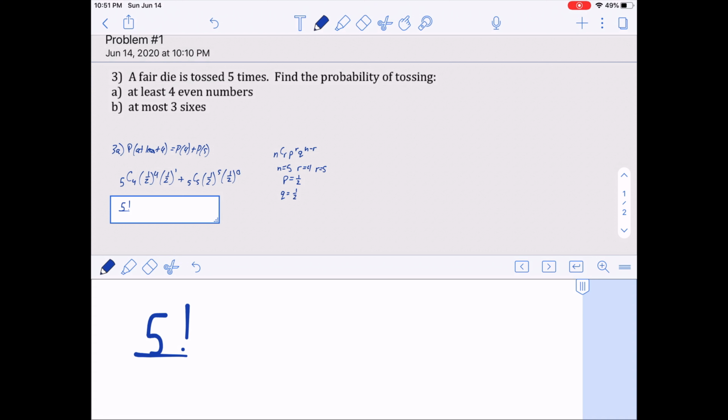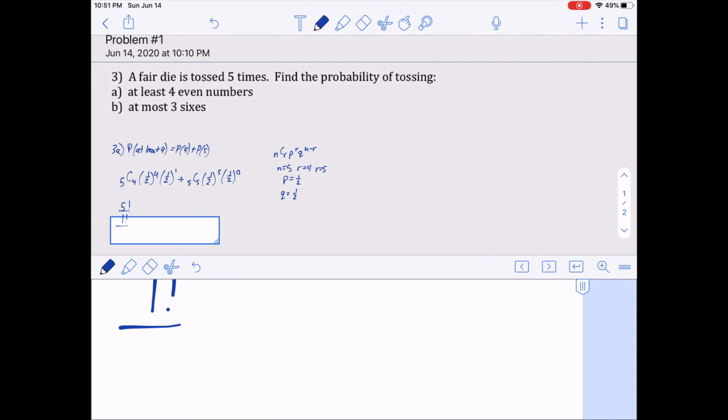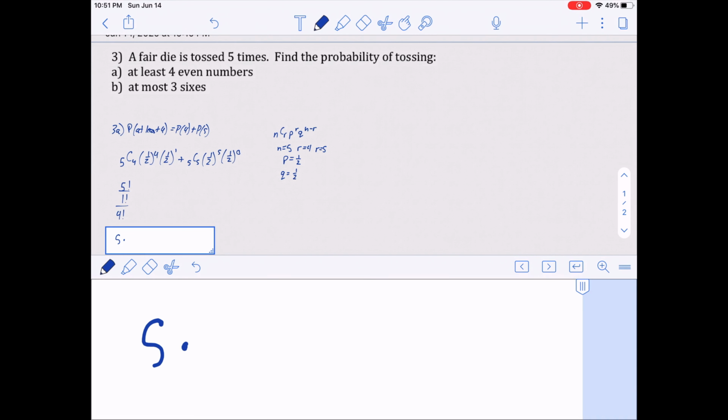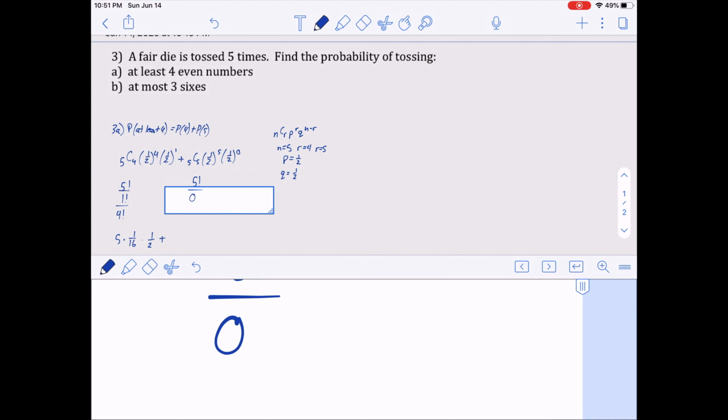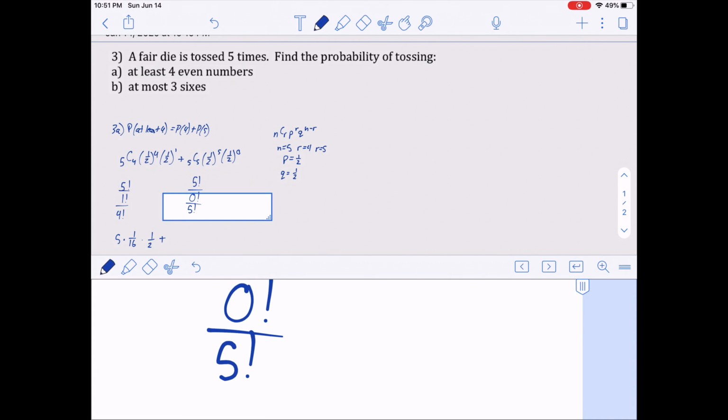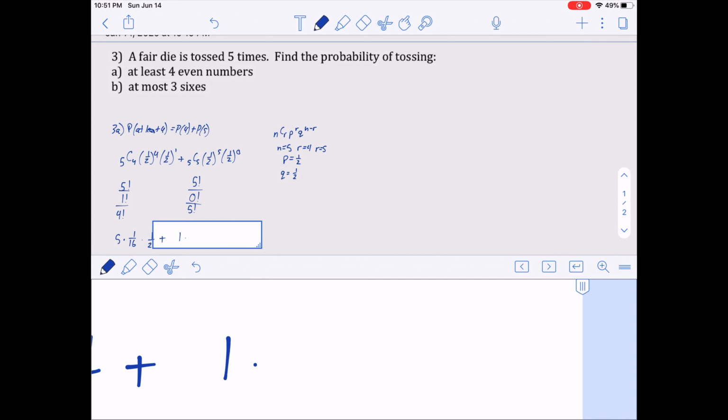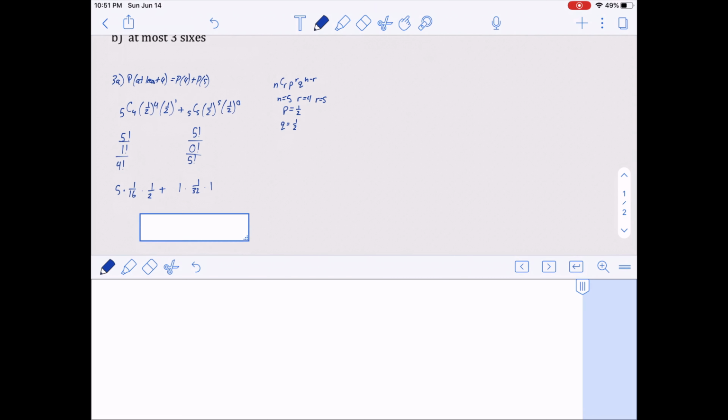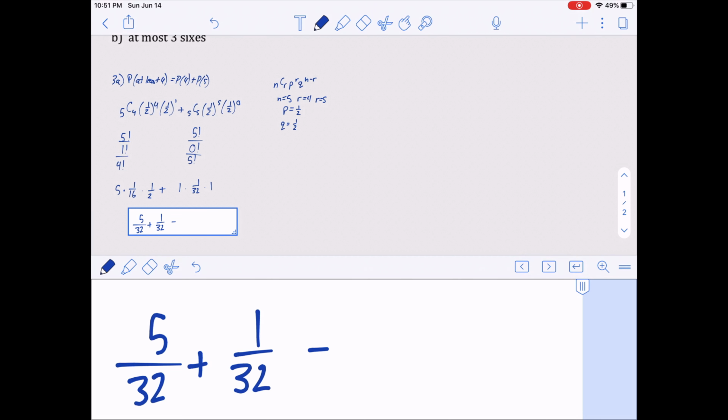Now this is going to become the following. 5 factorial over 1 factorial over 4 factorial, which simplifies down to 5. Multiply this times 1 over 16 times 1/2. And now we're going to add that to 5 factorial over 0 factorial, which is 1, over 5 factorial. And this all simplifies down to 1, times 1 over 32 times 1. So then this becomes 5 over 32 plus 1 over 32. And this ends with 6 over 32, which simplifies down to 3 over 16.